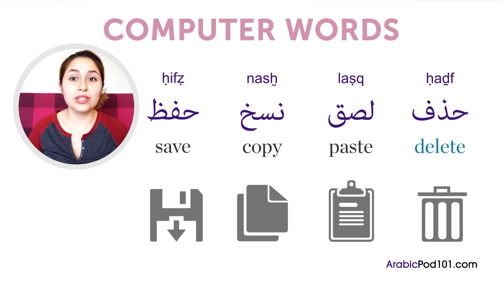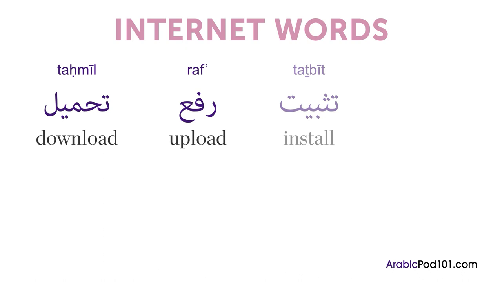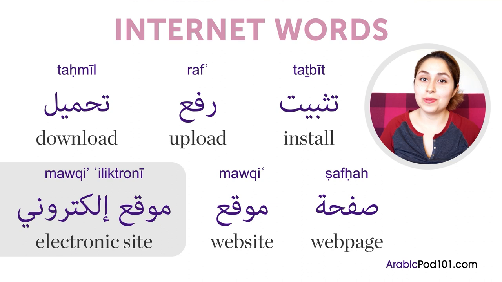Now let's see some expressions related to the internet. تحميل, download. And the opposite is رفع, upload. تثبيت, install, to install an app or a program. موقع, website. It literally means site, and it's the short version of the expression موقع إلكتروني, literally meaning electronic site. صفحة, web page, literally means page.